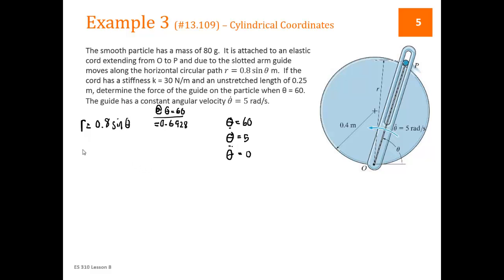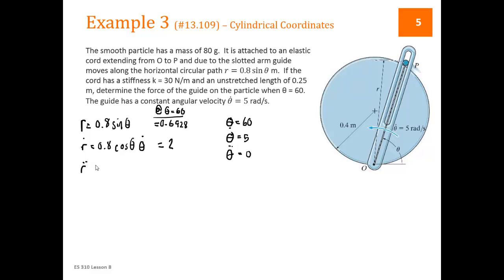Alright, r dot is the derivative then. So 0.8 is a constant, the derivative of the sine is the cosine of theta, and then the inner derivative, because theta is dependent on t as well, we get a theta dot. If we plug in theta equal to 60 and theta dot equal to 5 into this, we get 2.